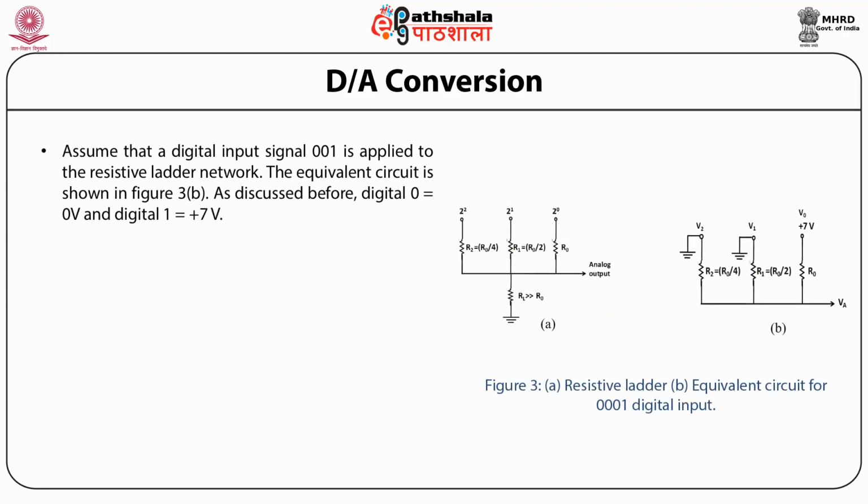Assume that a digital input signal 001 is applied to the resistive ladder network. The equivalent circuit is shown in the figure B. As discussed before, digital 0 means 0 volt and digital 1 means plus 7 volt. The analog voltage VA can be found by the use of Millman's theorem.